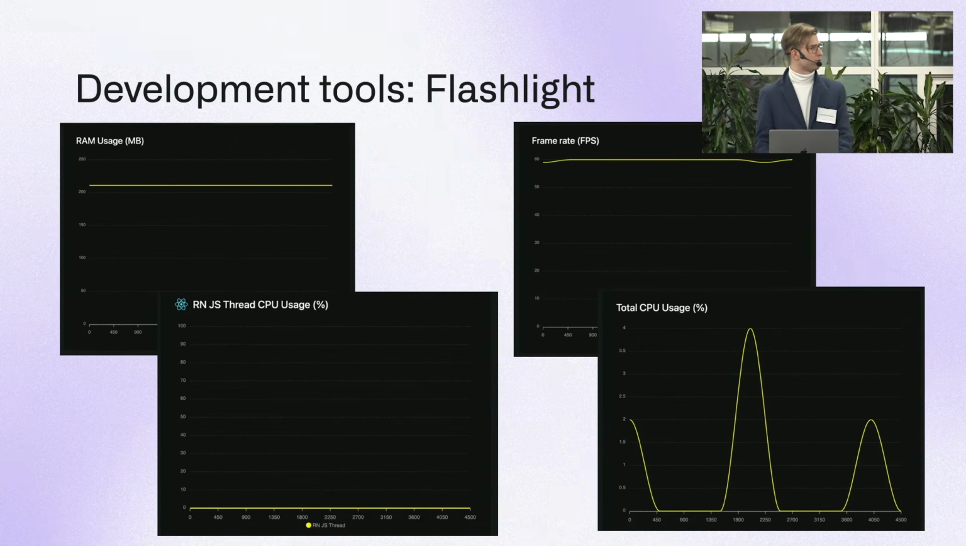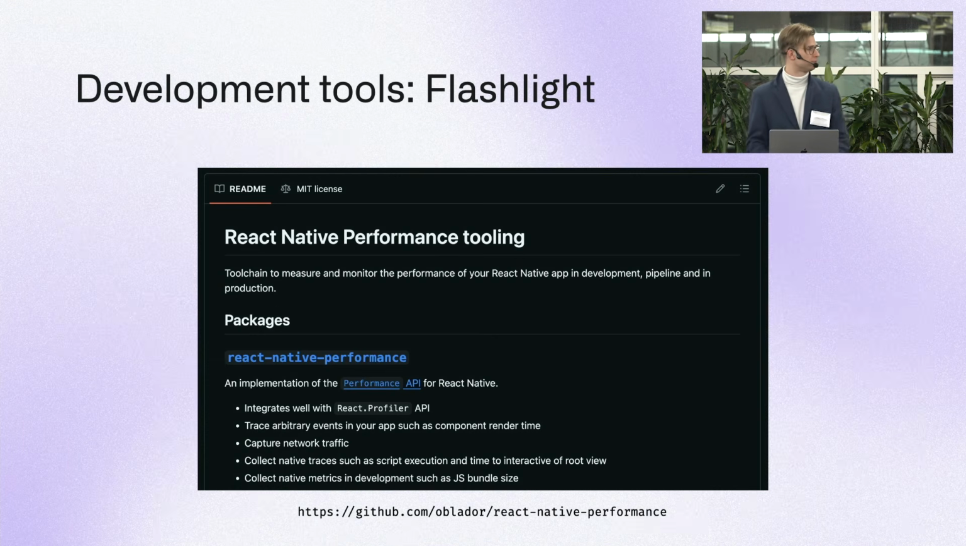And you will be able to compare side by side different metrics such as RAM usage, FPS, total CPU usage, and CPU usage per different threads, including the React Native JS thread. So this will allow you to easily identify, let's say, broadly where the culprit may be. So is it in this part of the recording? Is it this screen? Is it JS? Is it native? Is it maybe out of memory?